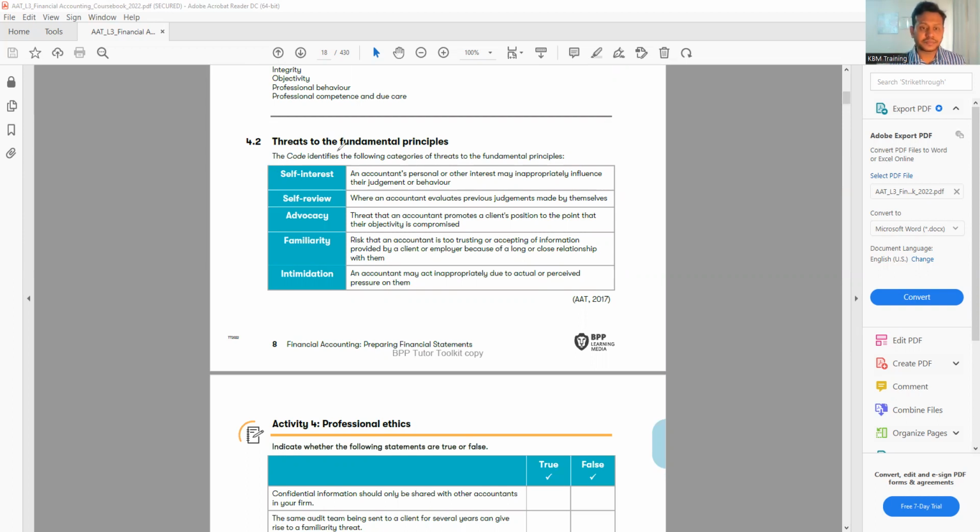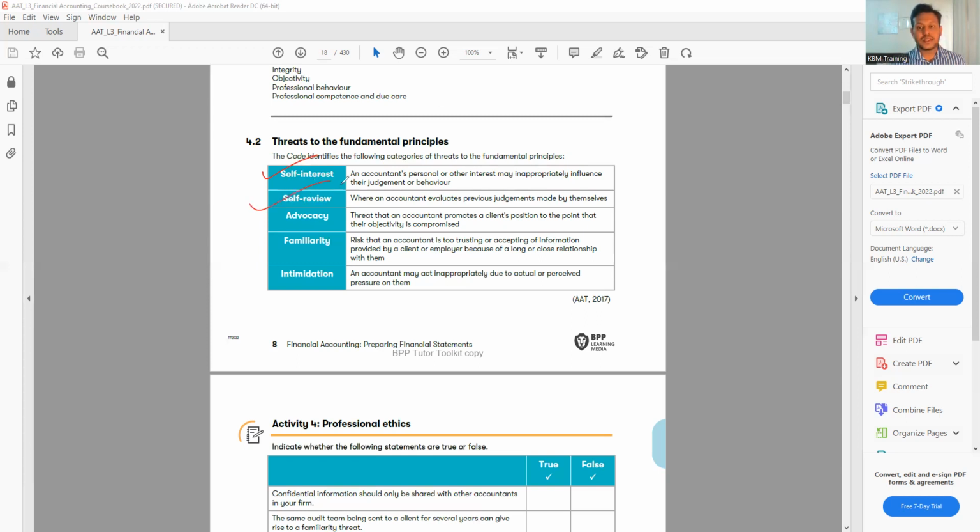The first one is self-interest. It is possible I have my own interest there, and for that reason I'll do something that will bring me more benefit. For example, if I become the auditor of Tesco, and I have a £1 million investment in Tesco, I will not take a decision that will damage the share value of Tesco. Because if the share price falls, I will be financially affected. For that reason maybe I'll not be fair in taking the right decision, so I will be biased. This is one of the reasons I can take the wrong or unfair decision. So this is self-interest.